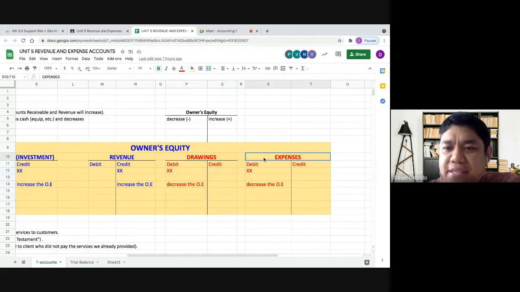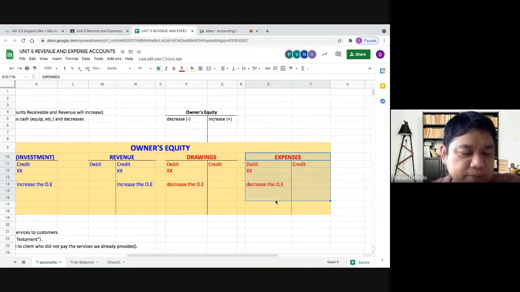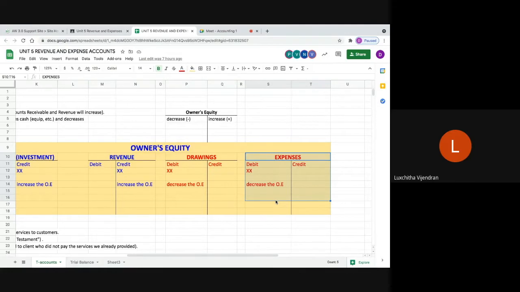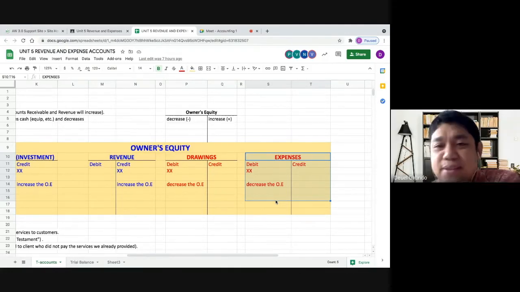Okay, the other one is expenses. So what are the expenses? Remember, we studied the income statement last time. Sometimes we have hydro expenses. What are the expenses then, for the business? Can you name some? We have hydro, we have salaries, and rent expense.